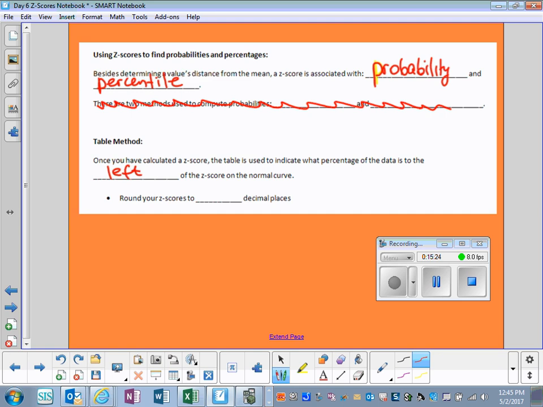Round your z-score to 2 decimal places. Whenever you are calculating your z-score, round it to 2 decimal places before you start using the table. Write it down. It is important.